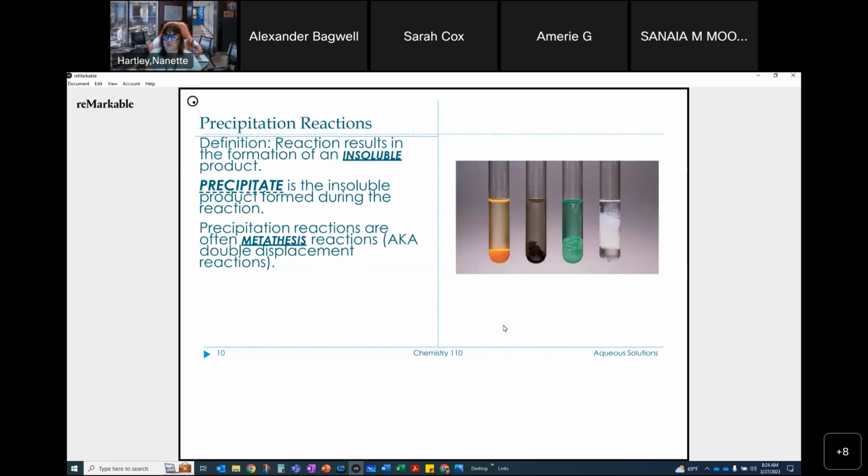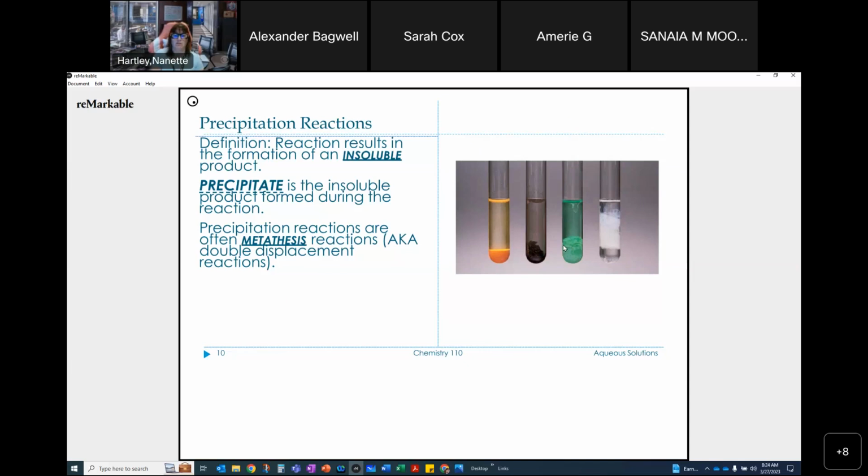Okay, so this brings us to our next topic, which is precipitation reactions. Definition-wise, the reaction results in the formation of an insoluble product. That insoluble product crashes out of solution. We make some solid that crashes out. So these things that we formed down here at the bottom were not present in the initial solutions when we mixed them together, but they were made after we did the mix. Okay. That solid is called the precipitate. It's an insoluble product that's formed during the reaction.